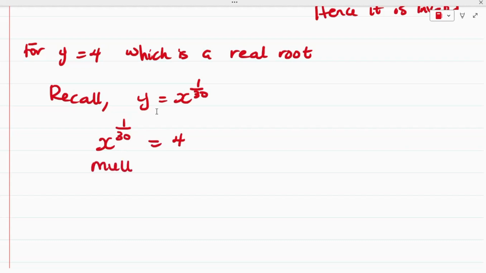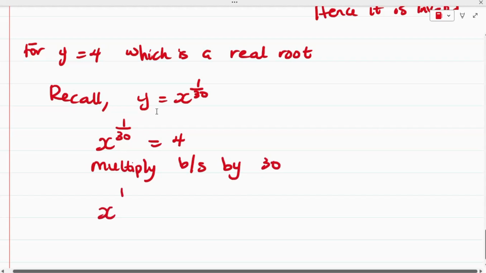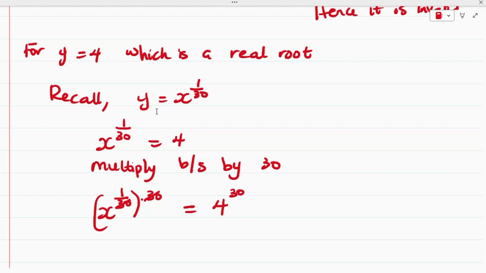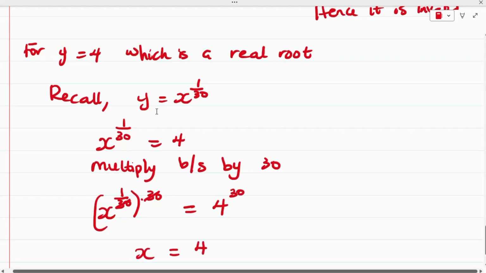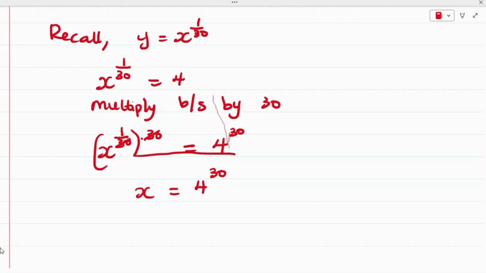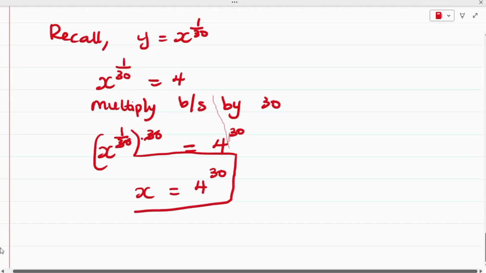Next is to simply multiply both sides by 30. So if you multiply the powers by 30, we have x raised to the power of 1 over 30 multiplied by 30 is equal to 4 raised to the power of 30. So this is going to cancel out, so we have x is equal to 4 raised to the power of 30, and this becomes the value of x. So we have been able to find the value of x.